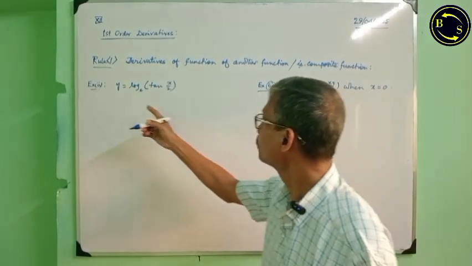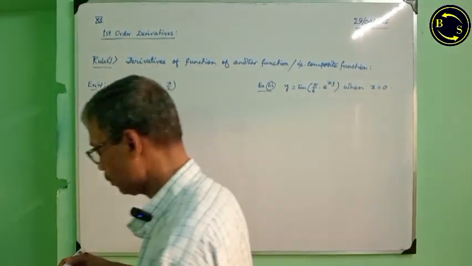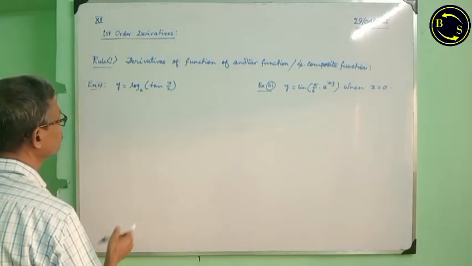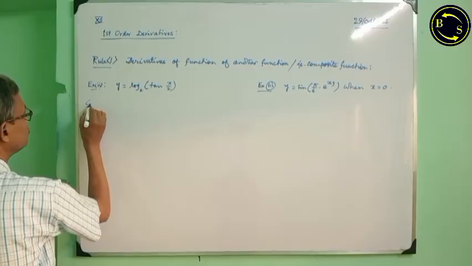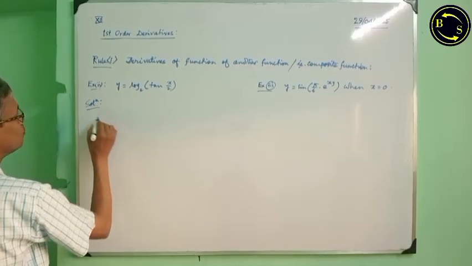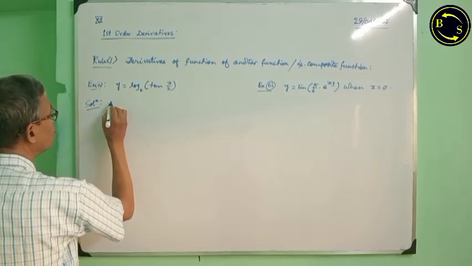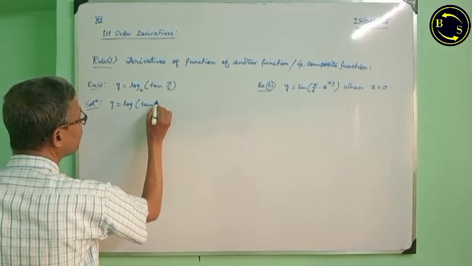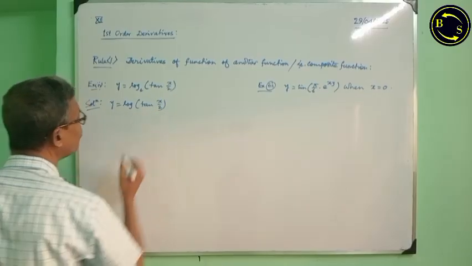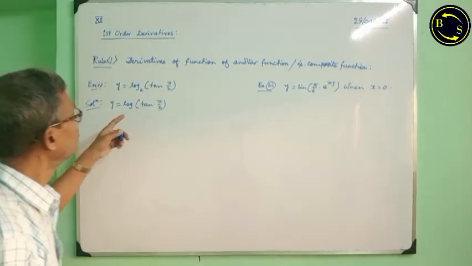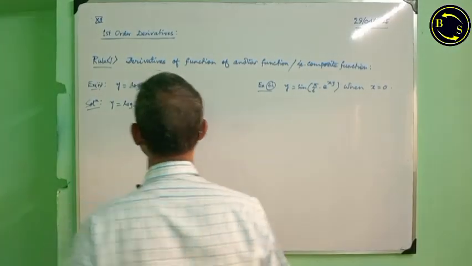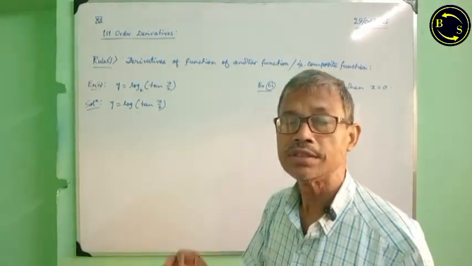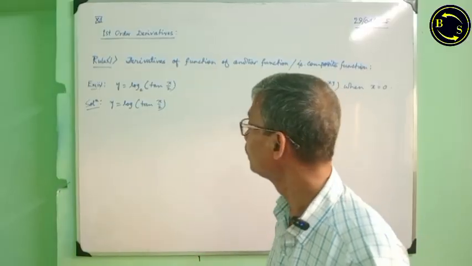Next sum is y equal to log of 10x by 2 to the base e. y is equal to log of 10x by 2. We can omit e, as in calculus base is e if it is not mentioned.